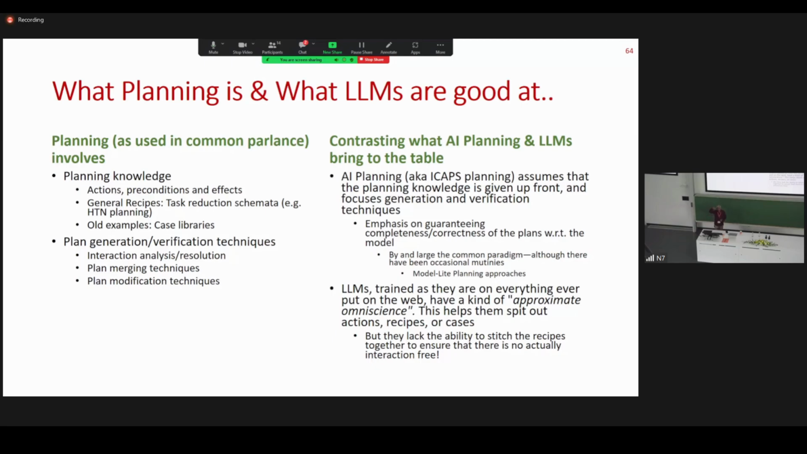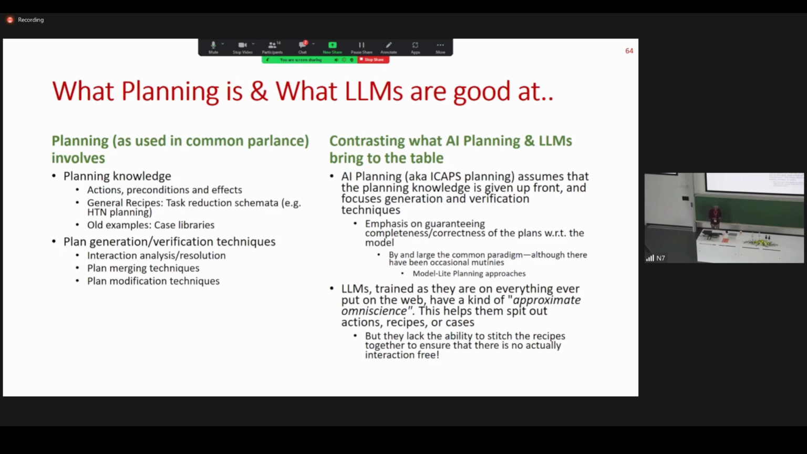The emphasis in our community, and it's not something that should be surprising to you, is on guaranteeing completeness and correctness of the plans with respect to the model. If it's not guaranteed, then your life will end. If you are considered an unsound planner, if you give out a plan that actually is not executable or doesn't reach the goal state. By and large, this has become the common paradigm in ICAPS. And of course, you can do different kinds of models with more expressive models, et cetera. That's what we wind up doing.